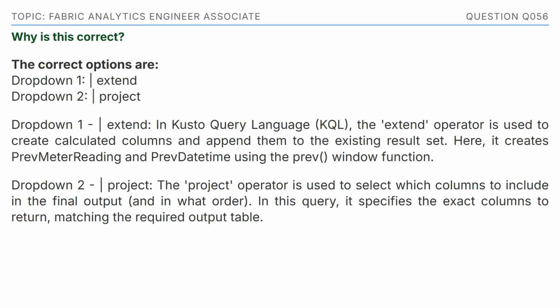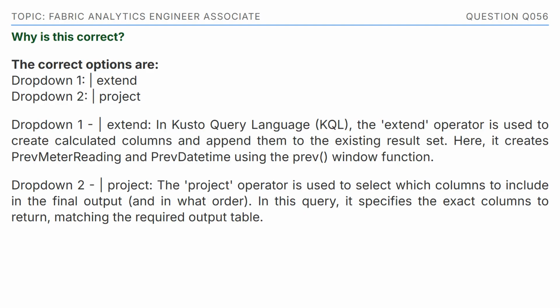The correct options are drop-down 1, extend; drop-down 2, project. Why are these options correct? Because drop-down 1, extend: in Kusto Query Language, KQL, the extend operator is used to create calculated columns and append them to the existing result set. Here, it creates prev meter reading and prev date time using the prev window function.